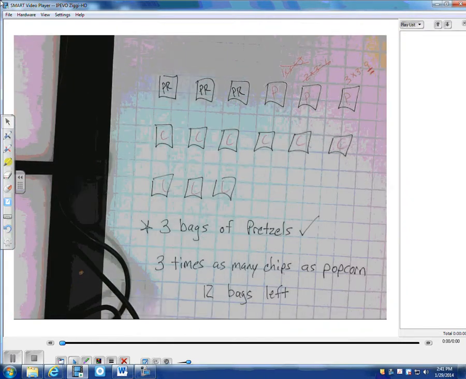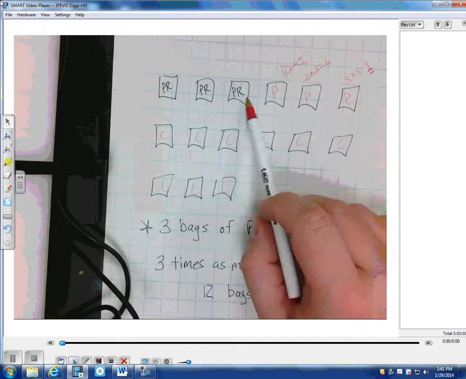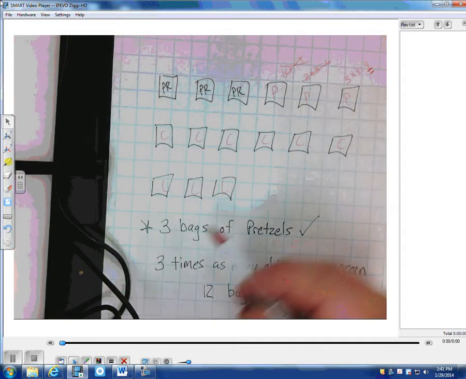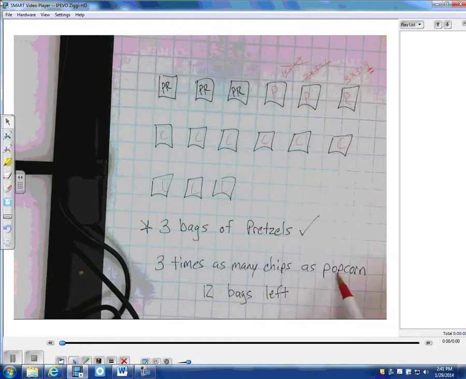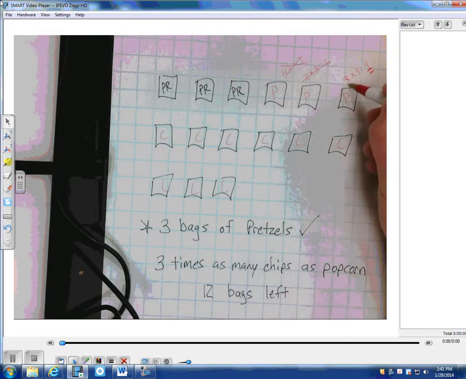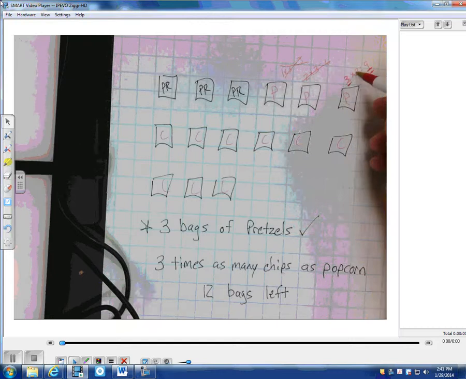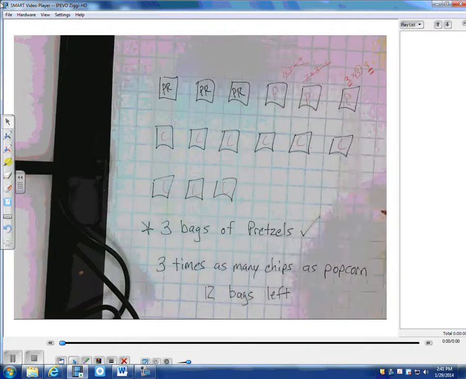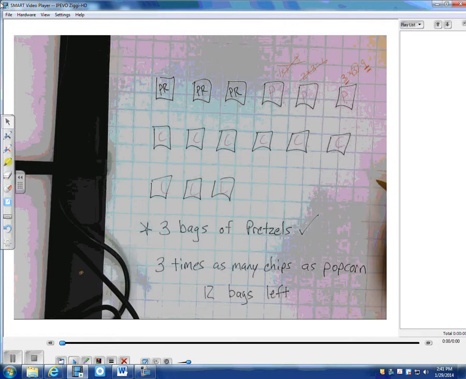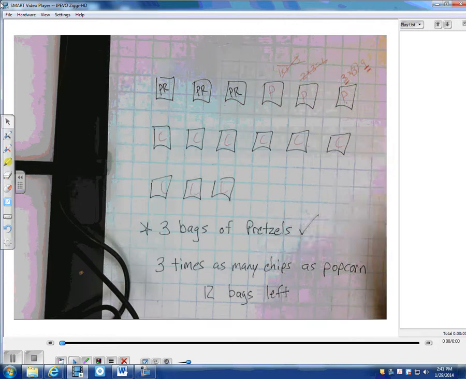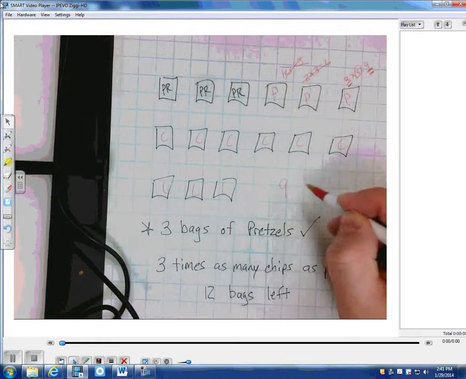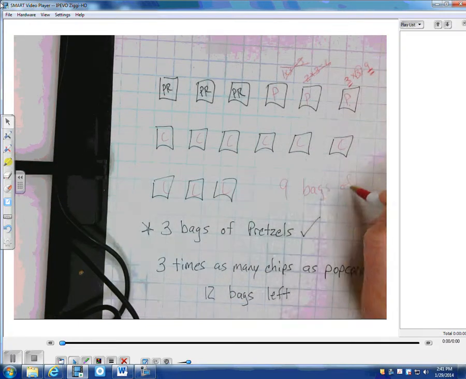Okay? So that tells me I have 3 bags of pretzels. I had 3 bags of popcorn. And I know I have 3 times as many chips as popcorn. So I multiplied my bags of popcorn, which is 3, times 3, because it's 3 times as many. That gave me 9. So the question that it's asking is how many bags of chips did he buy? He bought 9 bags of chips.